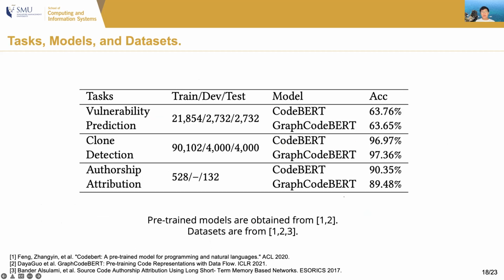We evaluated our method on 3 critical tasks and 2 state-of-the-art pre-trained models. The vulnerability prediction task aims to predict whether a given code snippet contains vulnerabilities, the code clone detection is to check whether 2 given code snippets are cloned, and the authorship attribution is to identify the author of a given code snippet. We obtain the datasets and the pre-trained models from PyroWorks. We fine-tune those pre-trained models on the datasets. The table displays the results of each model on different datasets.